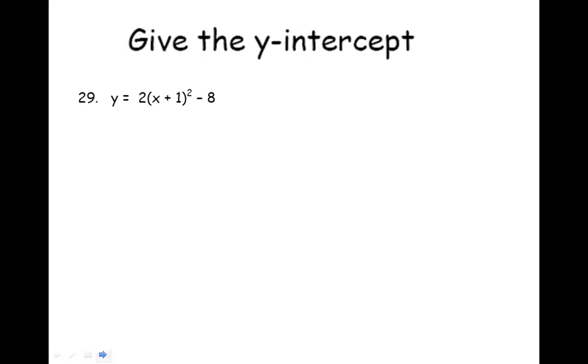Find the y-intercept, or give the y-intercept. Well, this is vertex form, which, excuse me, doesn't really matter. To find the y-intercept, we want to let x equal 0. When we let x equal 0, we want to solve for y. So when we do that, we get y is equal to 2 times (0 plus 1) squared minus 8.